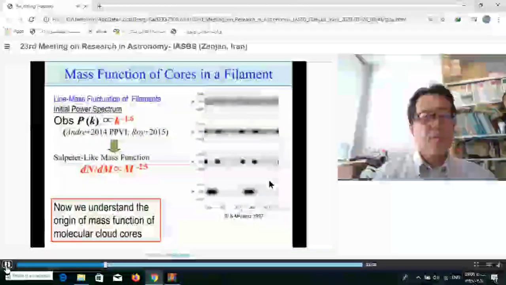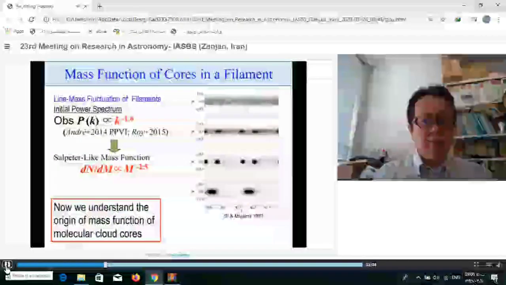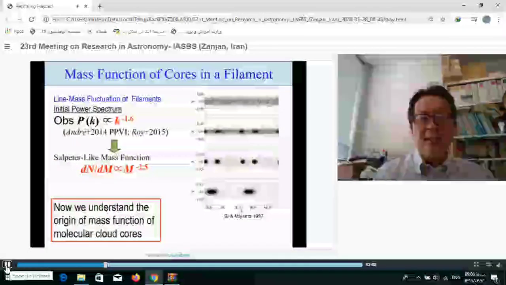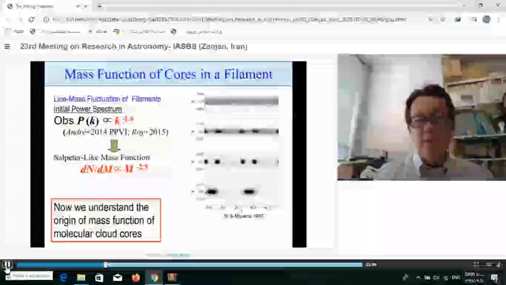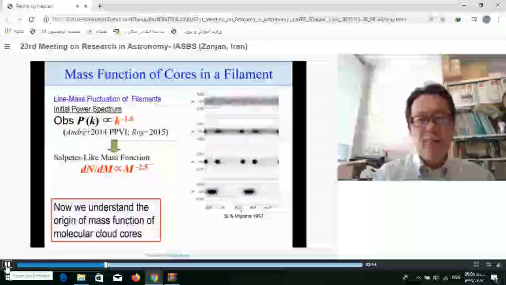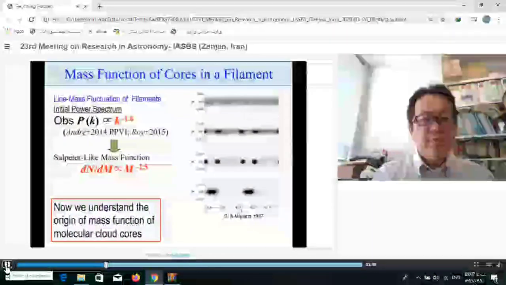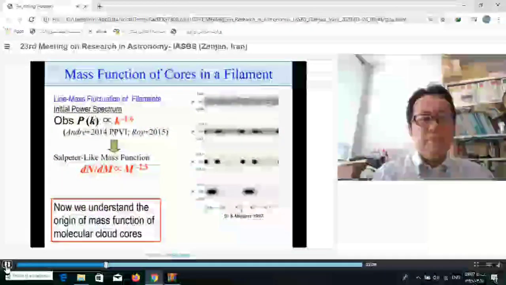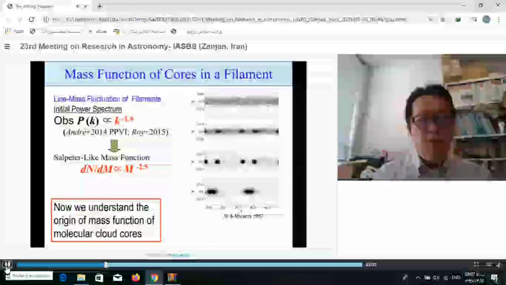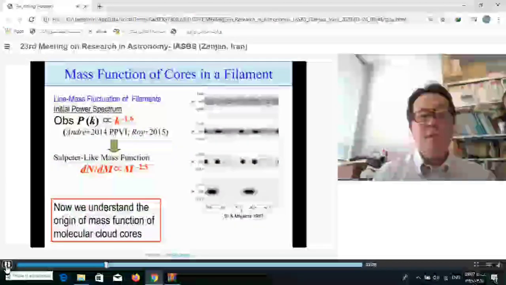I will explain this way. Okay, and actually I have a prediction I had many years ago. Let's measure the mass distribution along this z-axis, and let's take the Fourier transform of the mass distribution. Now my prediction is that if this power spectrum follows this kind of value, then we can explain the Salpeter mass function.